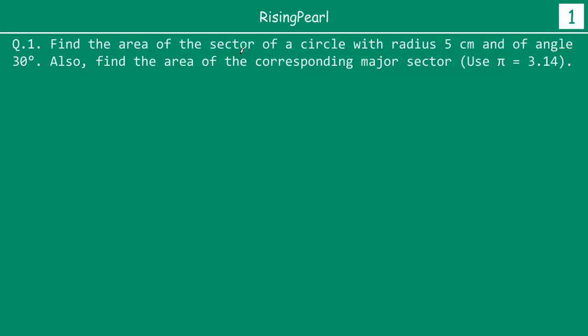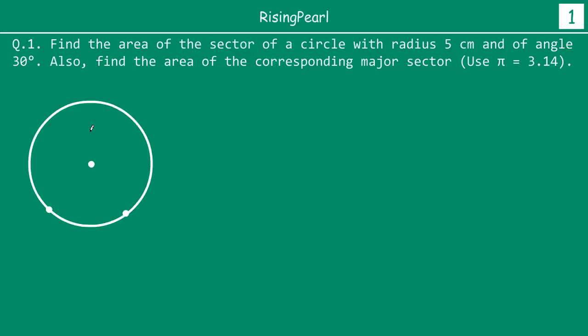Find the area of the sector of a circle with radius 5 cm and angle 30 degrees. Also find the value of the area of the corresponding major sector. Use pi equals 3.14. So first thing that we can immediately see is that we don't have a figure which is given. So why don't we draw first a figure.